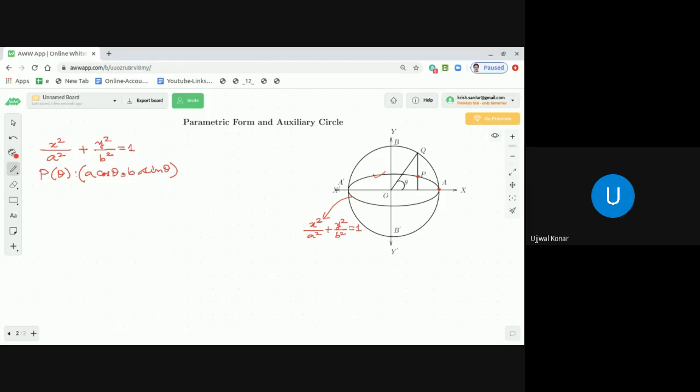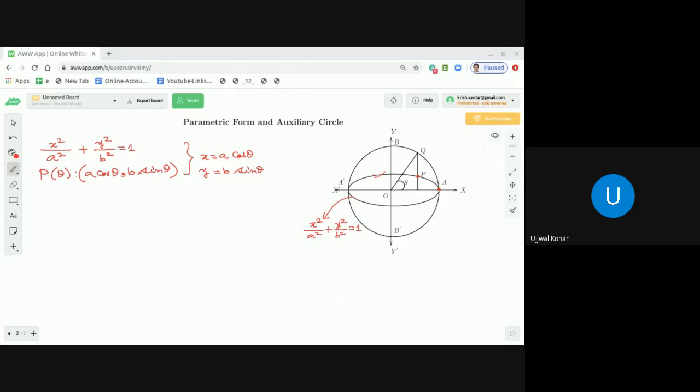Now, if we represent that same equation by means of a parameter, what we get is x is equal to a cos theta and y is equal to b sin theta. That is the parametric form of that ellipse.